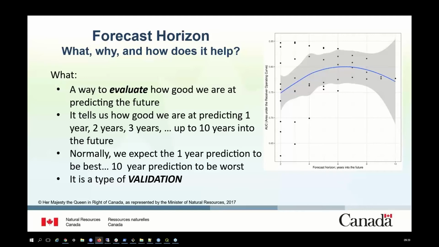So what is this forecast horizon? It's a way to evaluate how good we are at predicting the future. It tells us, for example, how good we are at predicting 1 year into the future, but also 2 years into the future, 3 years into the future. In this case, we have 10 years of data, so we can look at how good we are at predicting up to 10 years into the future. Normally, we would expect the 1 year into the future prediction would be the best, and the quality or reliability of that prediction would decline, so 10 years out would be the least good. This is a way of doing validation that hopefully gives a lot of insight into how good the model performs under multiple different time scales.